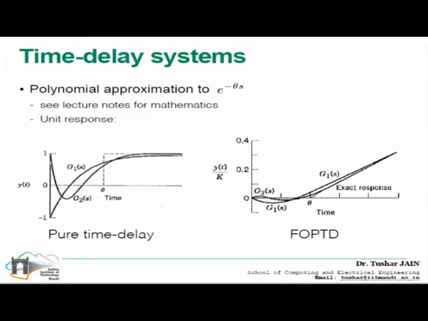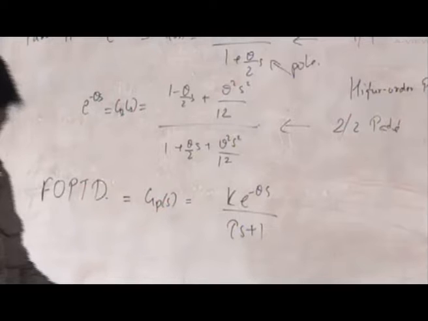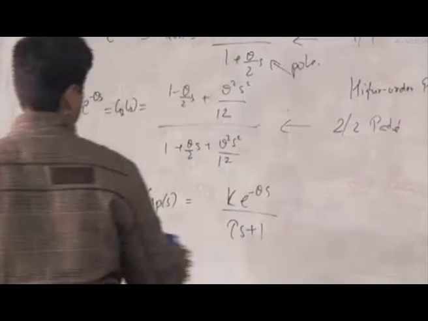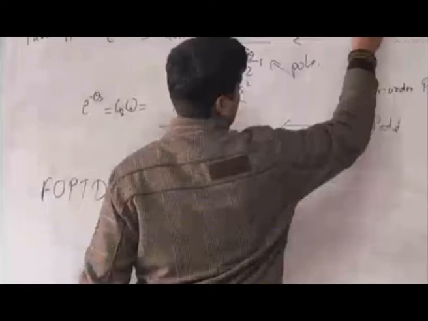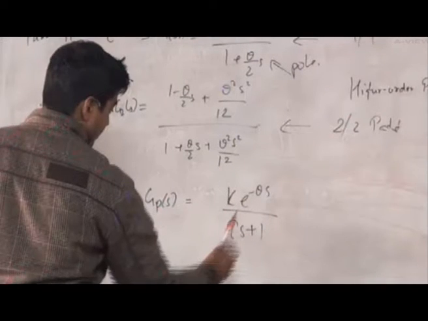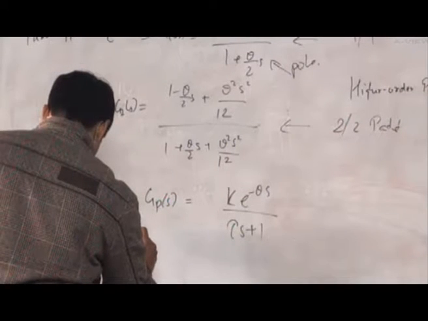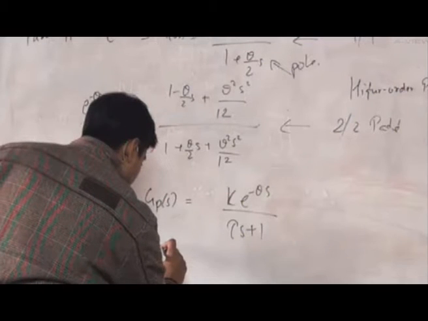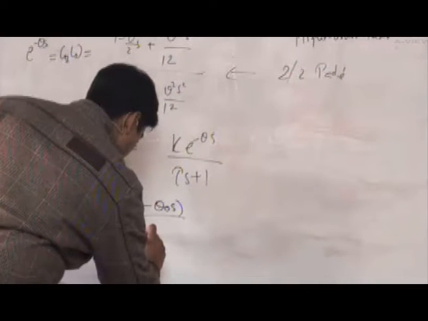Now how am I going to approximate this FOPDT system, either with this one by one Pade approximation or with this Taylor expansion? We'll see the case of Taylor expansion first. I will write here. With neglecting the higher terms from here, I could approximate this e to the minus theta s by this quantity only. So it would become this one.